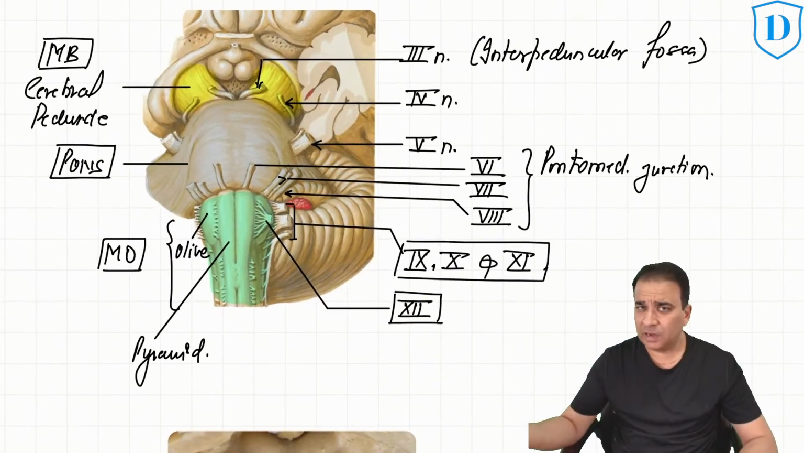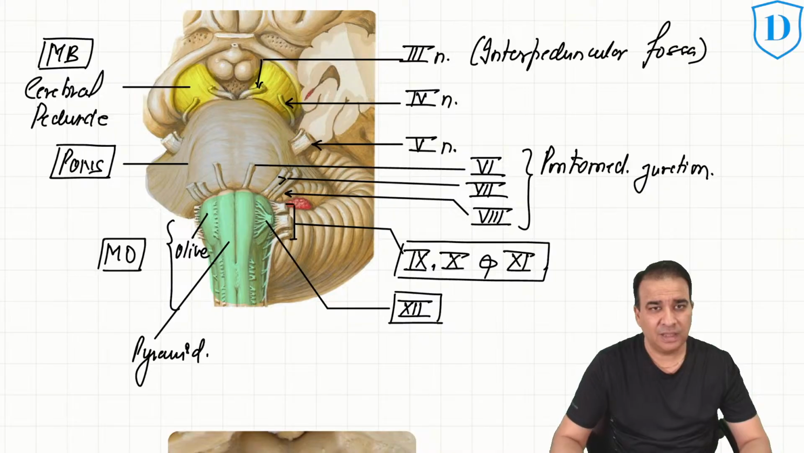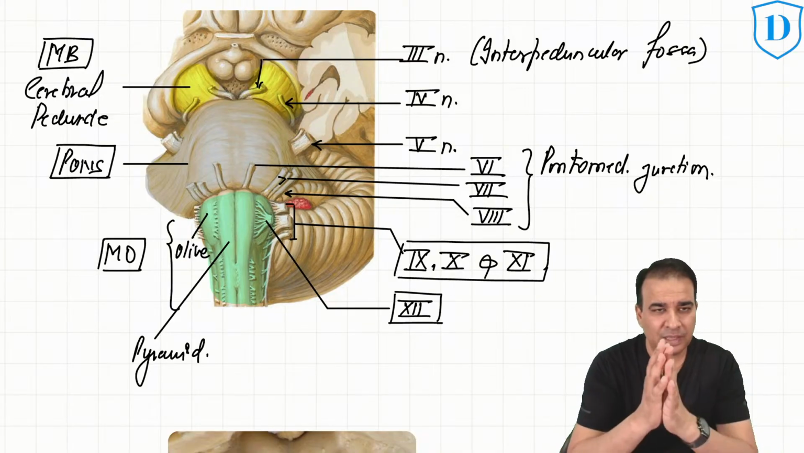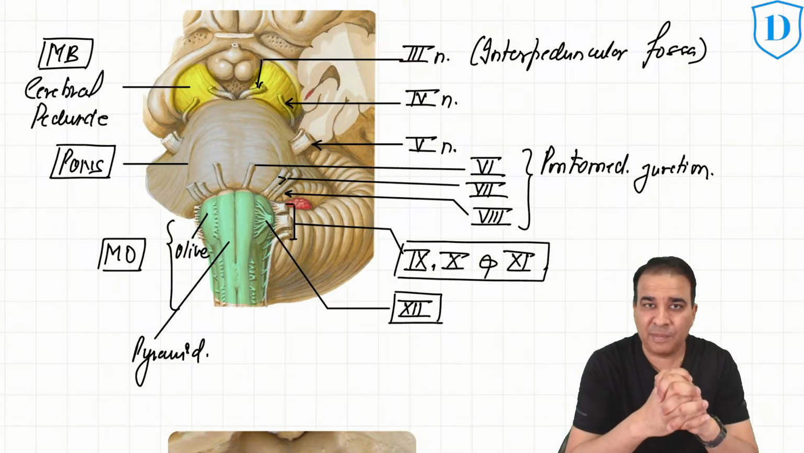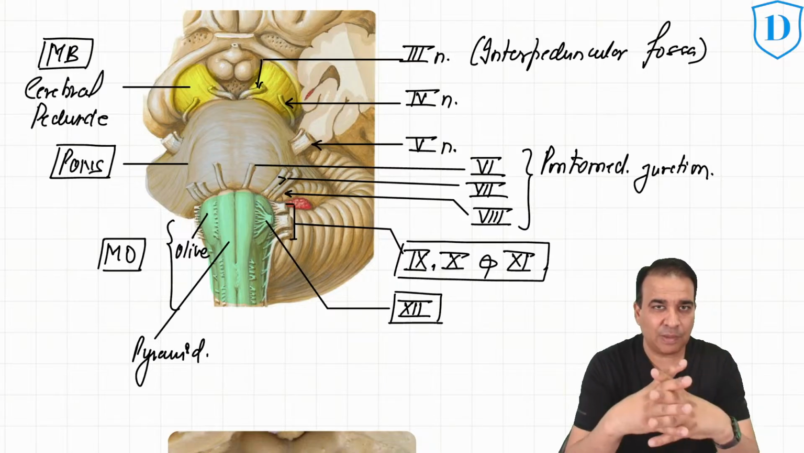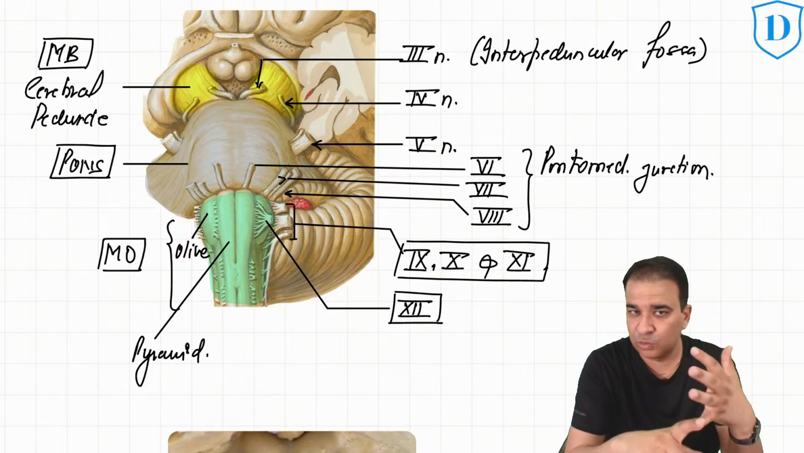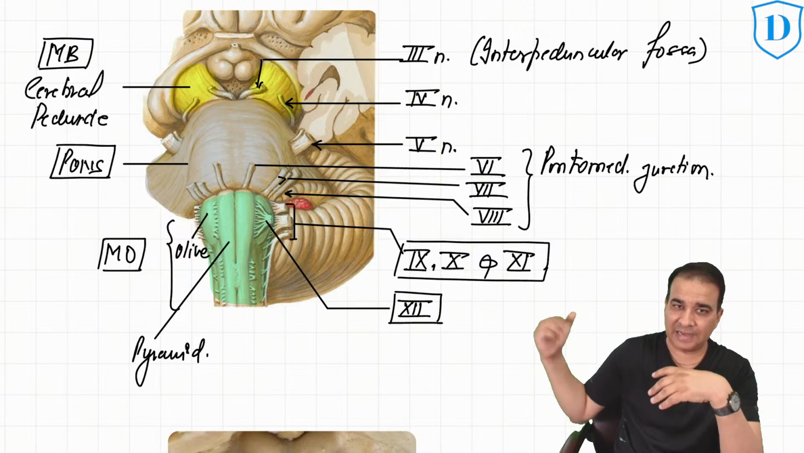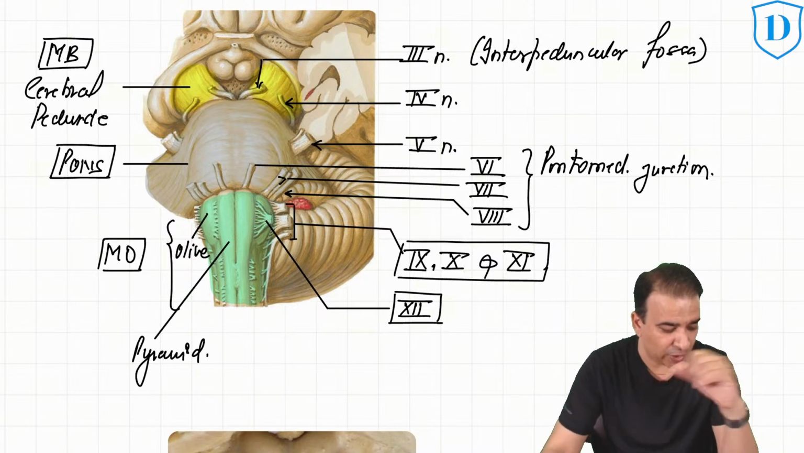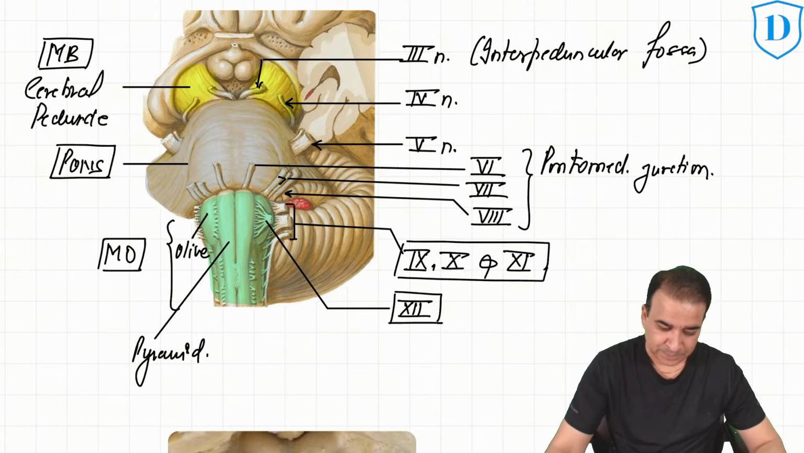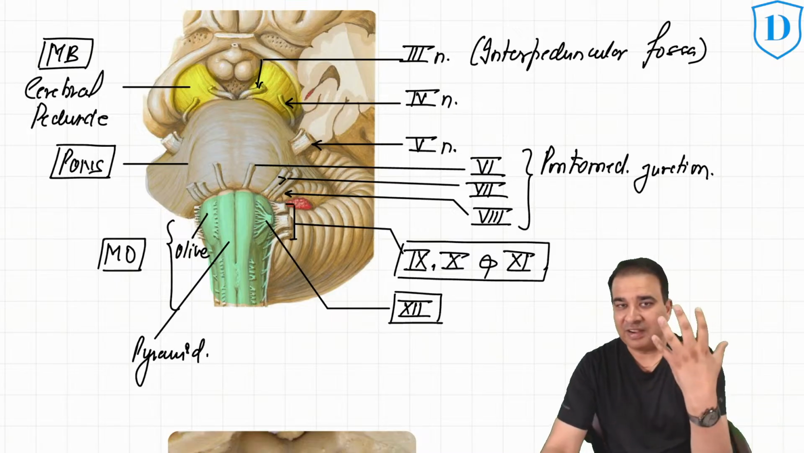Now it could be a clinical question, it could be a non-clinical question, doesn't matter. But identifying the nerve is a basic requirement here. You have to identify the nerves on the ventral aspect of the brainstem: third nerve, fourth nerve, fifth nerve, sixth, seventh and eighth, 9th, 10th, 11th, 12th nerve, where they are present, how to identify them. Okay, that was regarding the ventral aspect of the brainstem, guys.